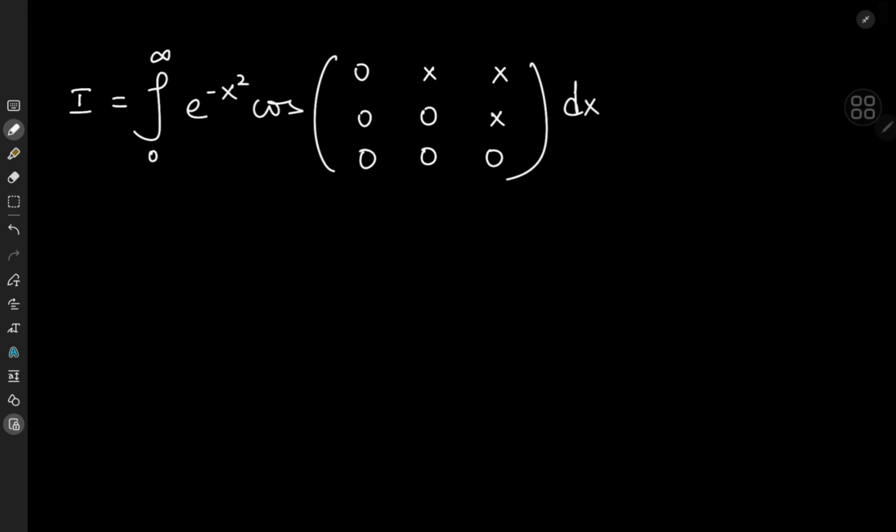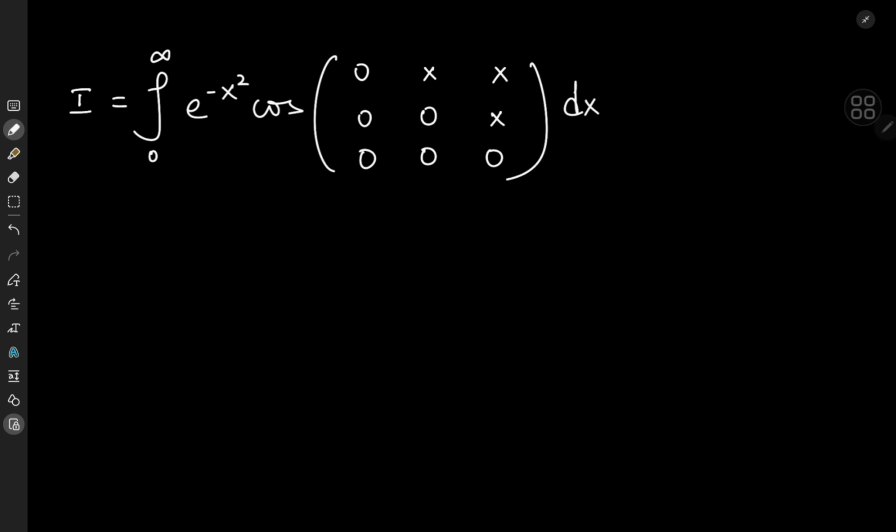Today we have a really interesting case study. It's the integral from 0 to infinity of e to the negative x squared times the cosine of a 3 by 3 matrix. So yeah, that is one hell of an integral. And the first thing to address here is, what does it even mean to take the cosine of a matrix? How is this thing defined?